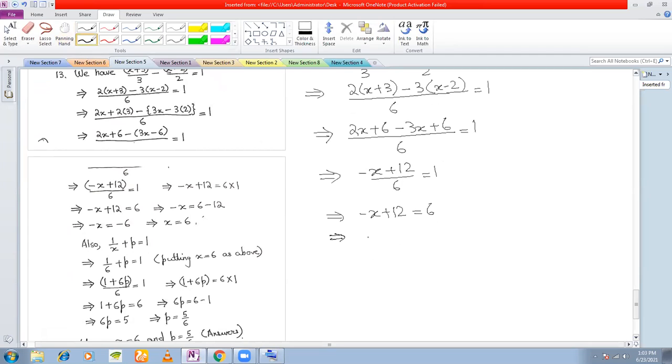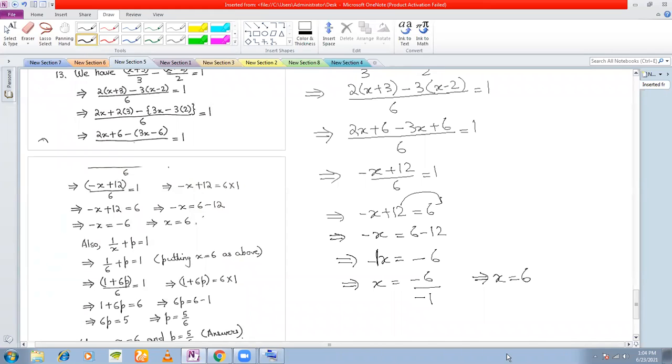Now you keep this x on this side only, and you take this 12 to this side, is equal to 6 minus 12. That means minus x is equal to minus 6. And that means x must be equal to minus 6 by... you see I have a minus 1 here, right? So I divide both sides by minus 1. x is equal to minus 6 by minus 1. That means x becomes simply 6. And that is your answer.